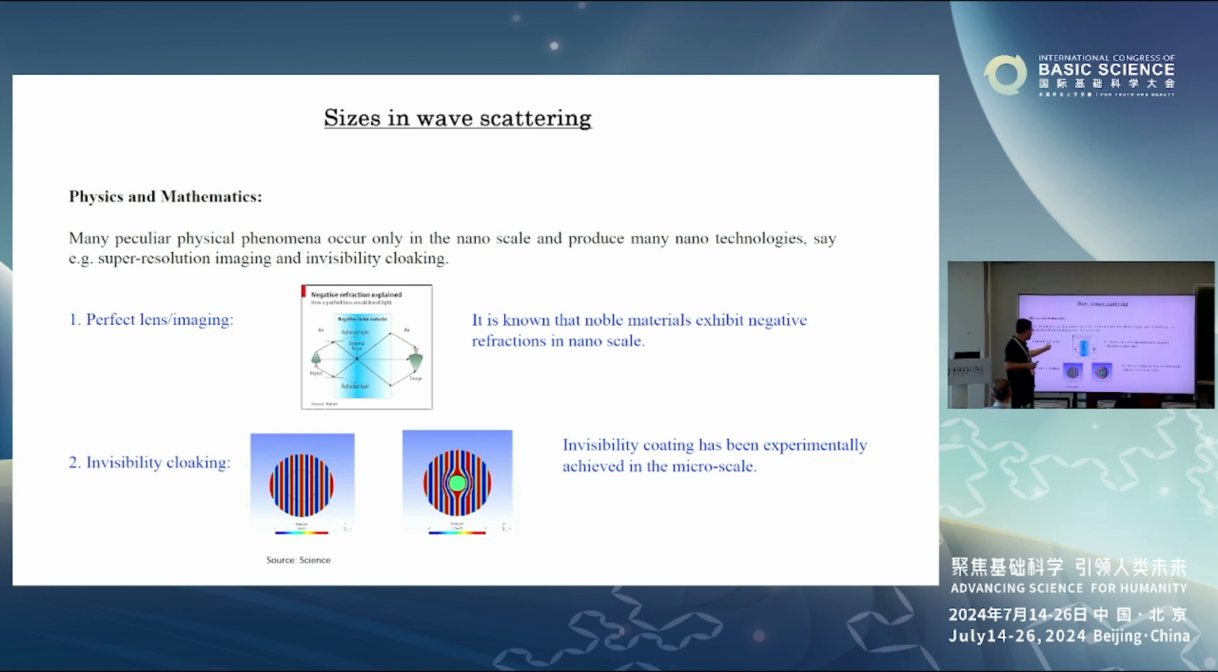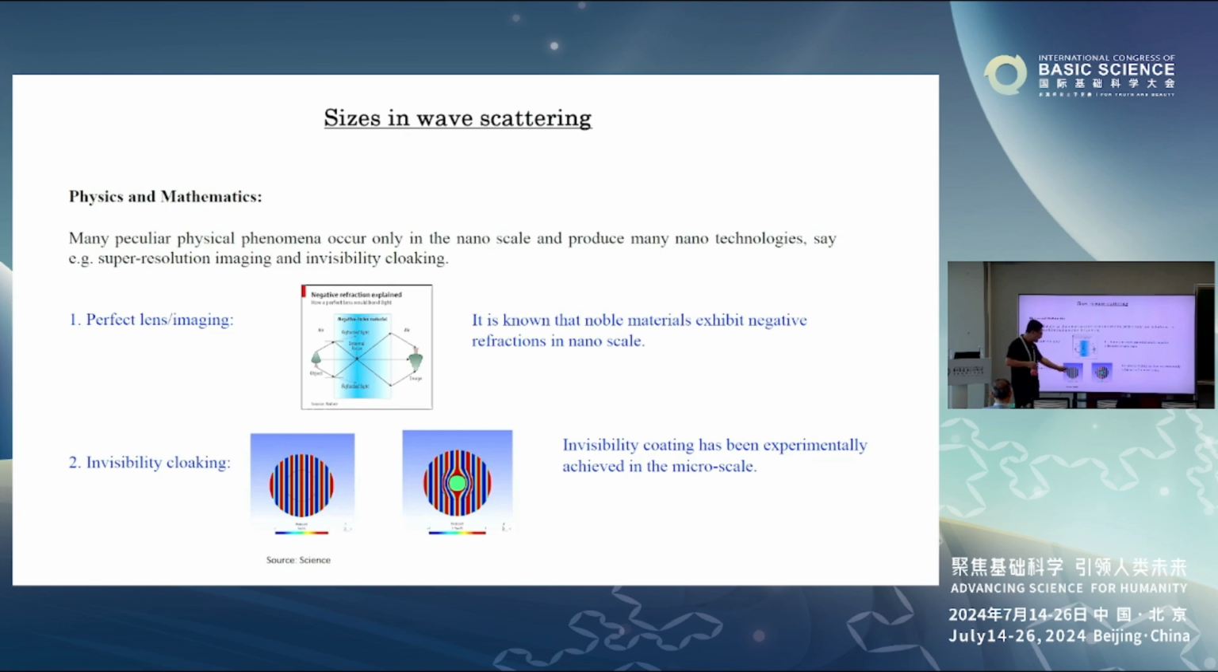This is a perfect lens. It is produced by using a negative refractive index material. If this material's refractive index is negative, you can actually produce perfect imaging using this lens. Okay, and also this is invisibility cloaking.